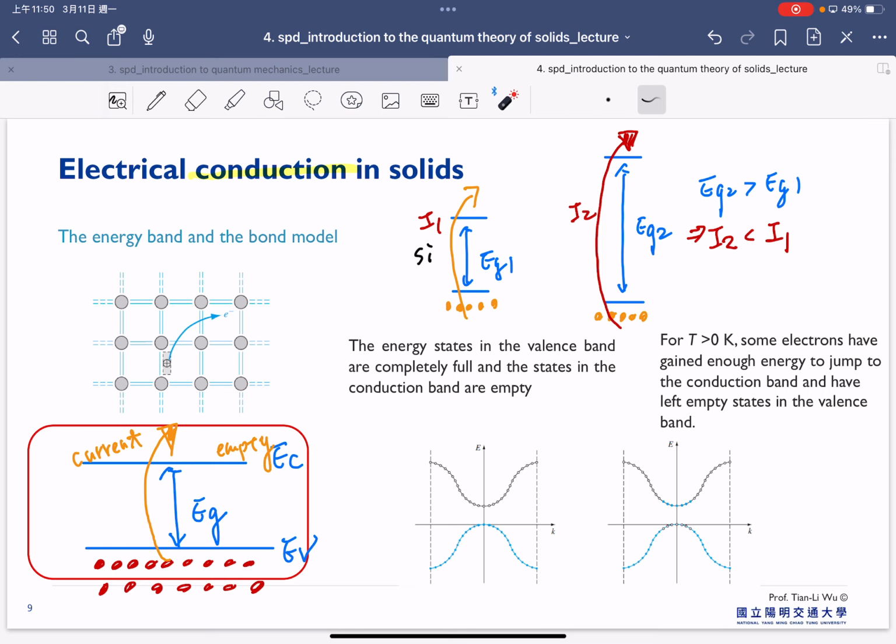Okay, so this is the energy state: the valence band is completely full and the states in the conduction band are empty. That's already mentioned here. This is full and this is empty here. And when the temperature is larger than 0K, some electrons gain enough energy to jump to the conduction band and leave empty states in the valence band. It's illustrated in here.